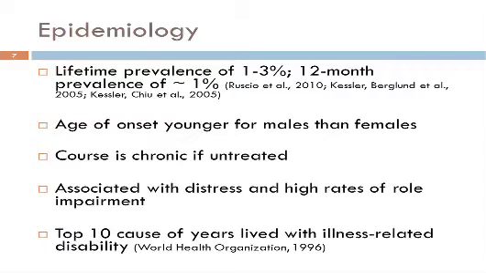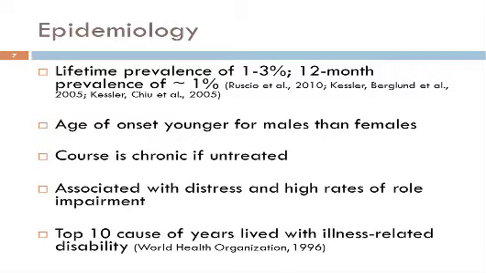12-month prevalence around 1%. The age of onset tends to be younger for males than females, but there aren't big gender differences. And if there are any gender differences by adulthood, they may even go in favor of women having a higher rate. But let's say about the same ratio, men and women meeting criteria as adults for OCD, but it tends to start younger in males.